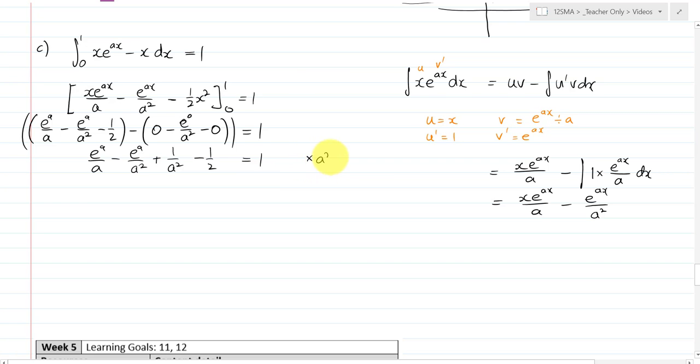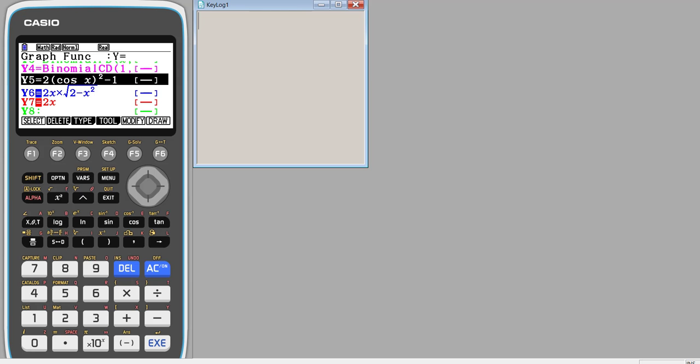I'm going to multiply everything by a squared to make it a bit nicer before I go to my graphics calculator to solve. So I've got a e to the a minus e to the a plus 1 minus a squared over 2 is equal to a squared, and I can make that slightly nicer again. A e to the a minus e to the a plus 1 equals 3a squared over 2. And now I just need to solve that on my graphics calculator, if I remember it.